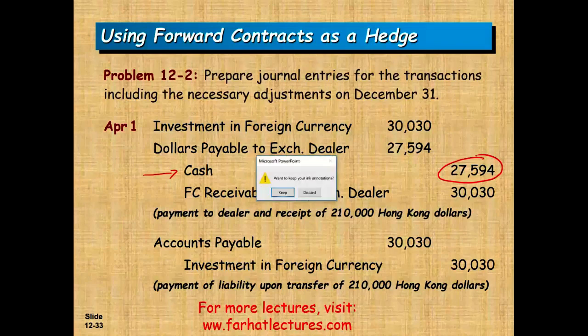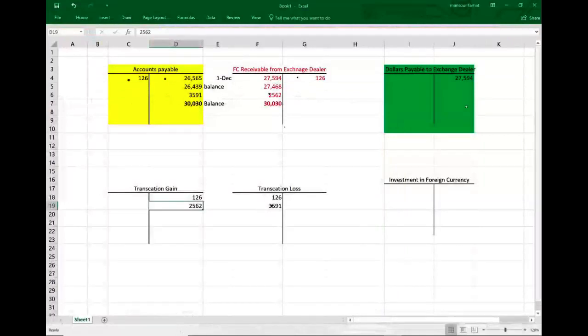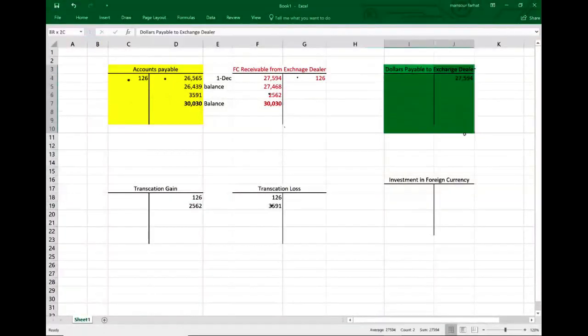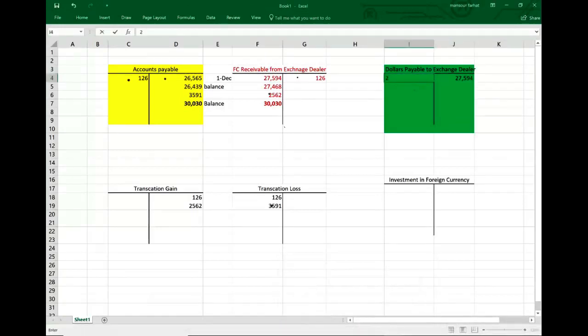Well, let's go back to the Excel sheet. I know I'm flipping back and forth, but I want to show you this. Remember, I told you I'm only responsible. This is in the green button right here. I'm only responsible for that. Therefore, I'm only going to pay $27,594, regardless of the payable. Why? Because I entered into this contract that gave me that fixed payable amount. So I'm going to debit this now because I'm going to pay it, $27,594. Now my balance is zero.